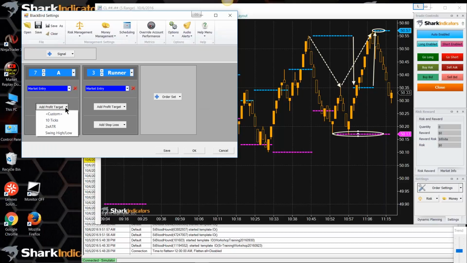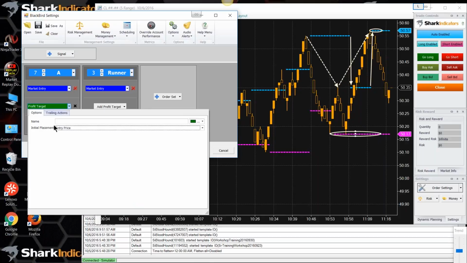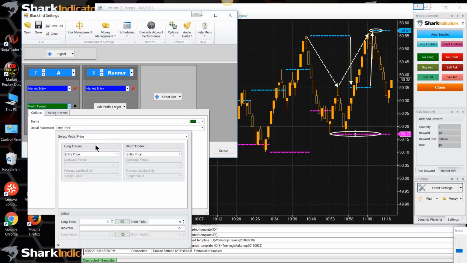So next, let's go into custom. So now we could do a custom, and pretty much you just have a blank slate. The initial placement is just set to the entry price, so you obviously have to go and change your initial placement. And this is where we could use a custom indicator.